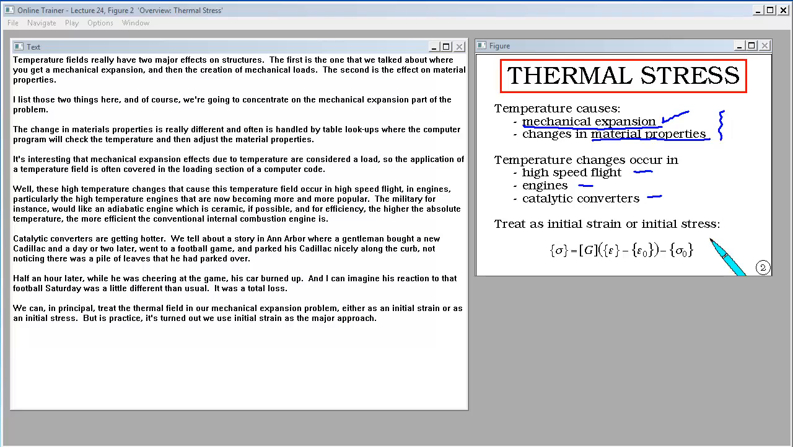We can, in principle, treat the thermal field in our mechanical expansion problem either as an initial strain or as an initial stress. But in practice, it's turned out we use initial strain as a major approach.